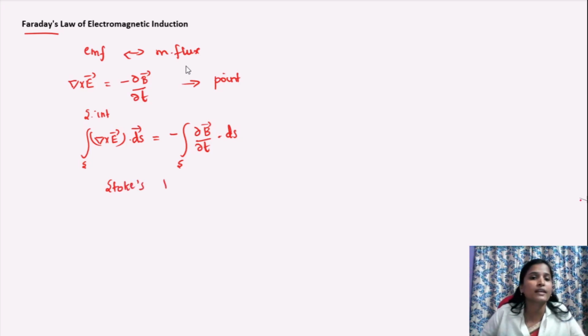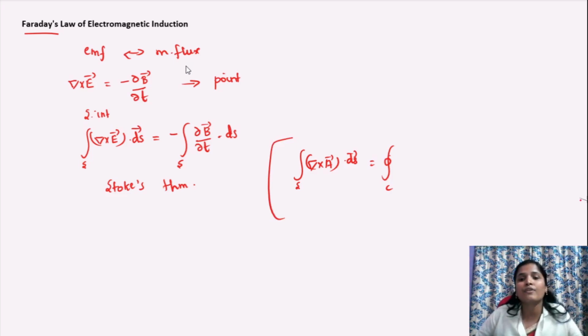What is Stokes theorem? It is a surface integral of curl of, that is del cross, any vector, it is equal to closed line integral. There is this round symbol, which is represented as closed line integral of that vector. So we can relate this with the equation.